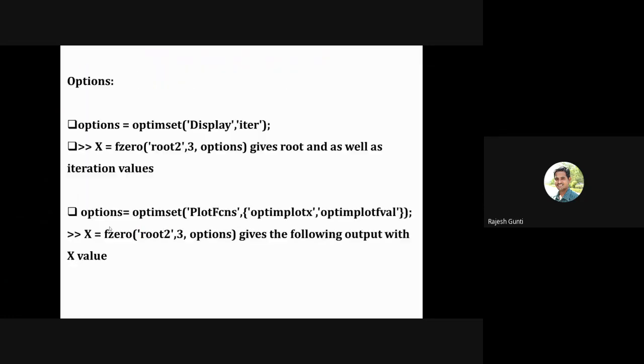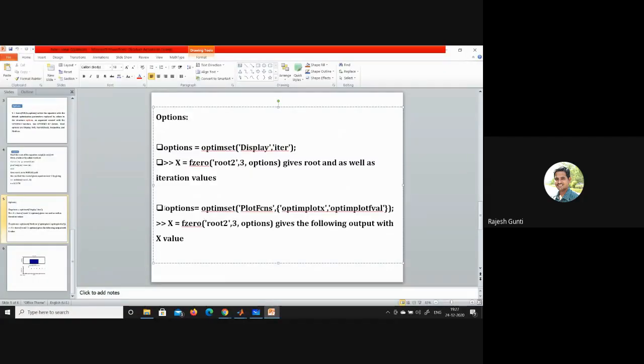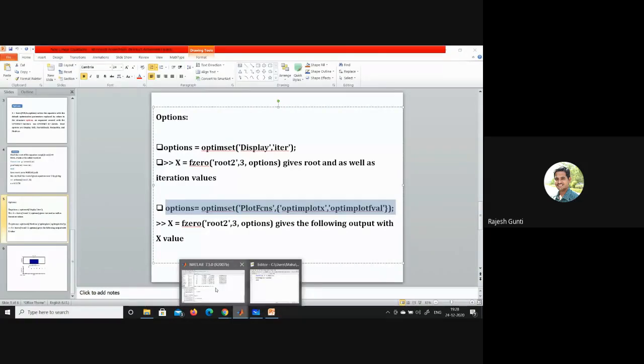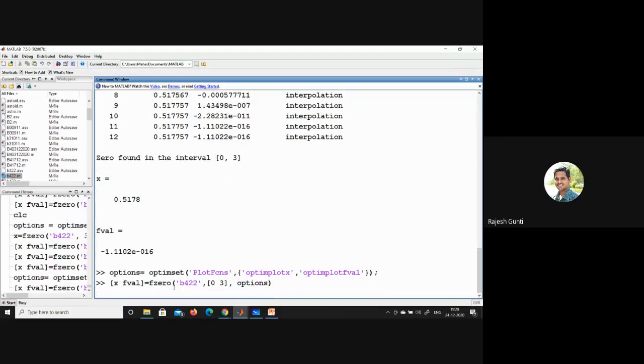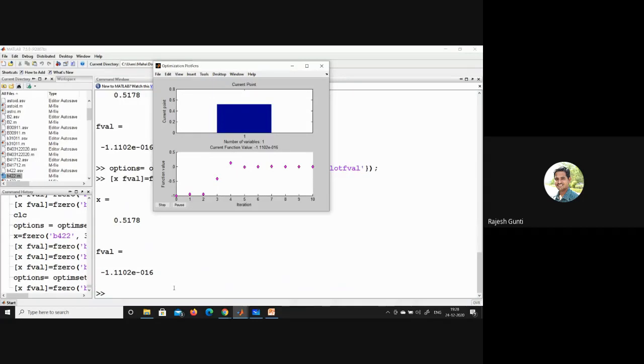Now there is another set of options. We can see the iterations as well as the plot of the interval. I'm copying this with Control C and pasting with Control V. Same options. We can see the iterations.